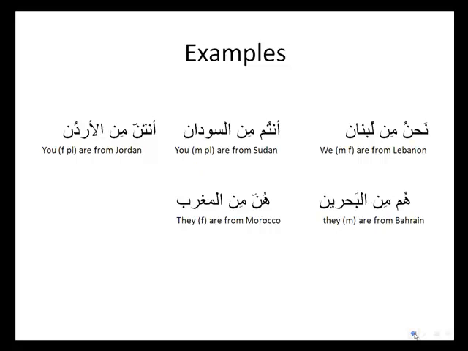Antunna min الأردن. You, feminine, plural, are from Jordan. Hum min البحرين. They, masculine, group of men, are from Bahrain. Hunna min المغرب. They, feminine, are from Morocco.